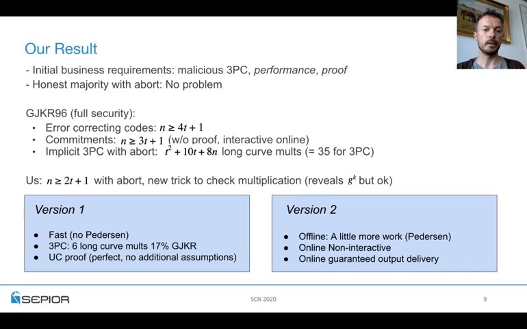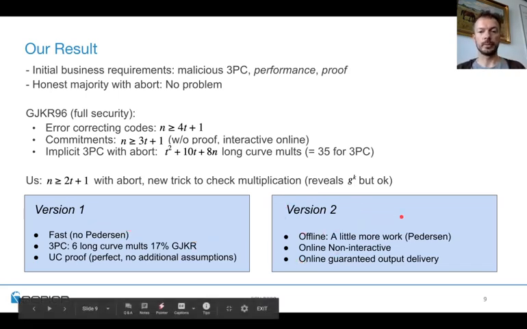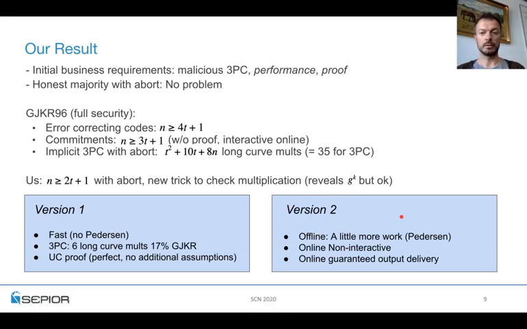We also did a second version, kind of an extended version, where we do a little more work in the offline phase. We throw in some Pedersen commitments, and what we get is non-interactivity in the online phase, and also this very best thing, namely guaranteed output delivery. This means that any t plus 1 parties are guaranteed to be able to get the signature.